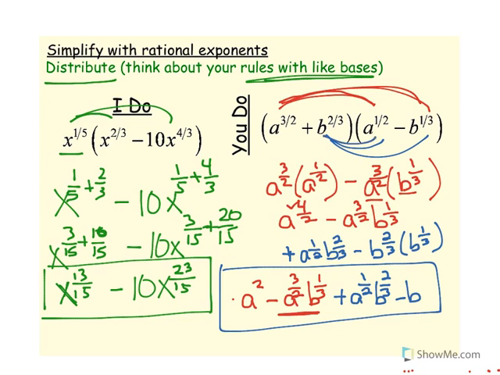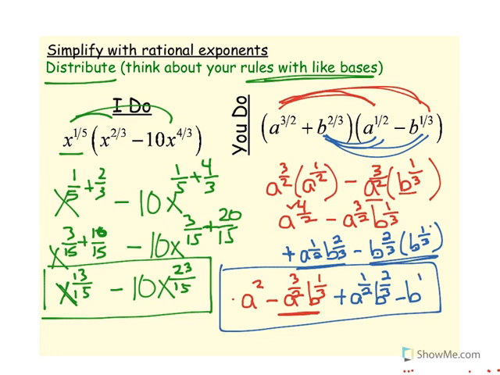Then I'm distributing my b to the 2/3, and I get b to the 2/3 times a to the 1/2, which is right here, and then b to the 2/3 times minus b to the 1/3, and I multiply those two terms together. Now those are the same bases, b and b, so I can add their exponents. 2/3 plus 1/3 is just 1.